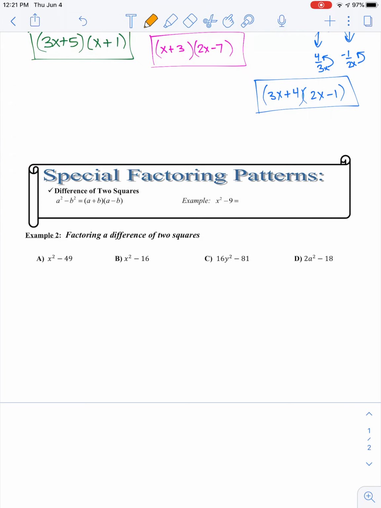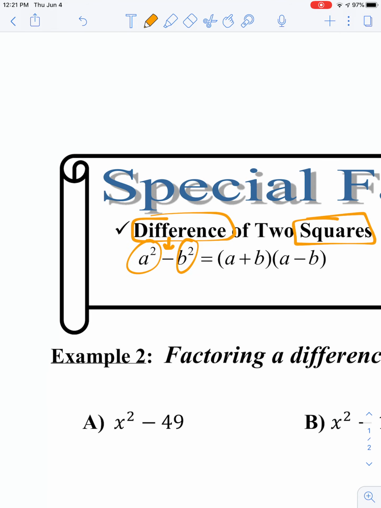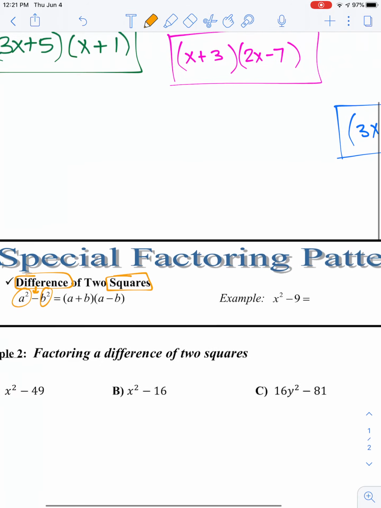to move on with factoring here, is factoring when we have special patterns, and we're going to focus on a difference of two squares. So a difference of squares is when you have a perfect square minus a perfect square. So the difference is because there's a minus, and squares is short for perfect square. A perfect square is when you have something squared.